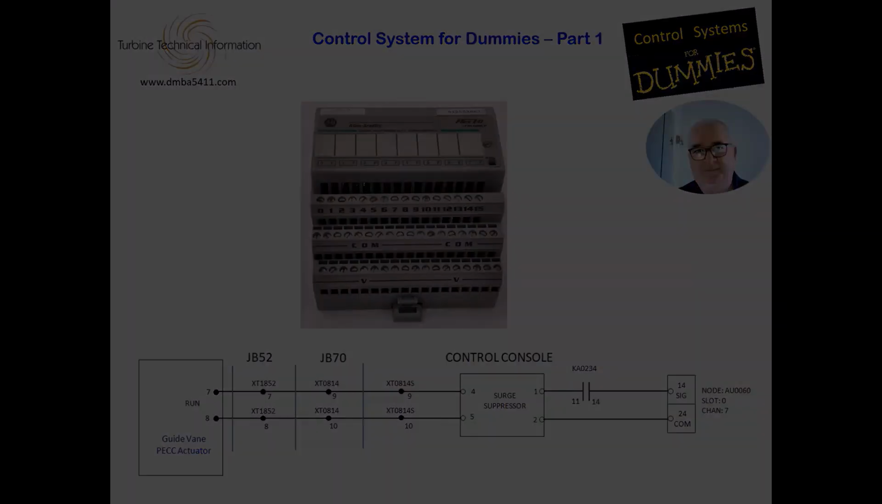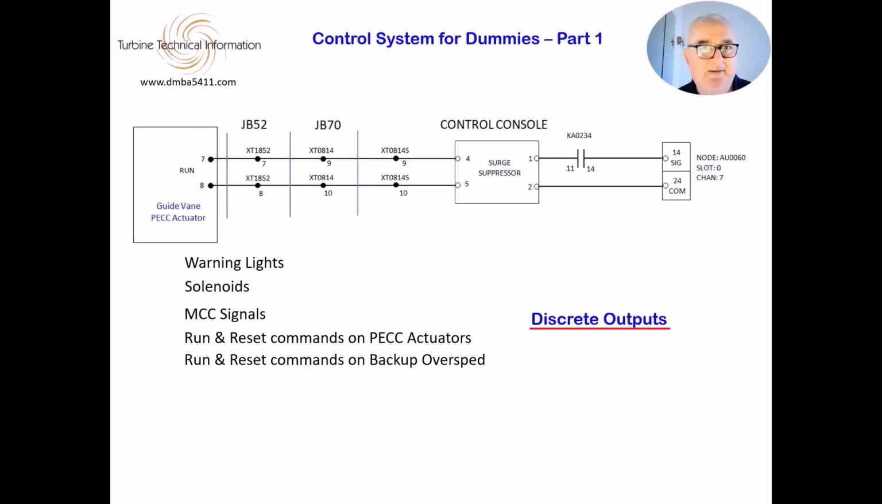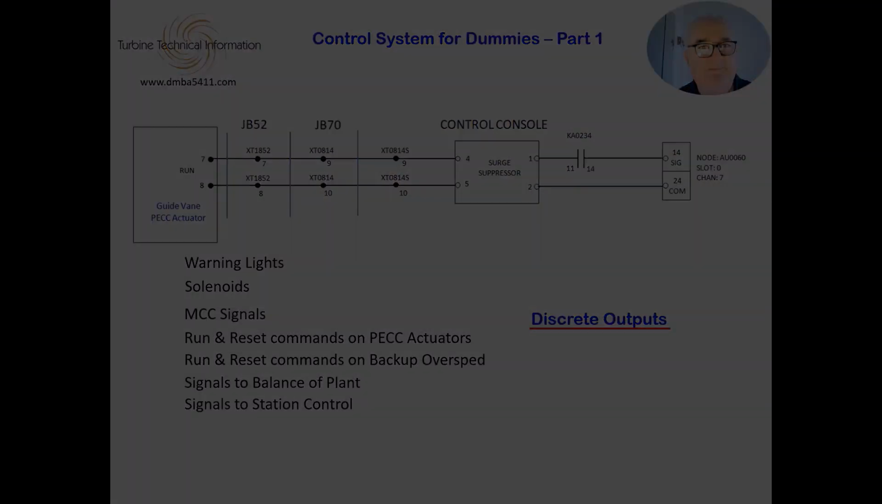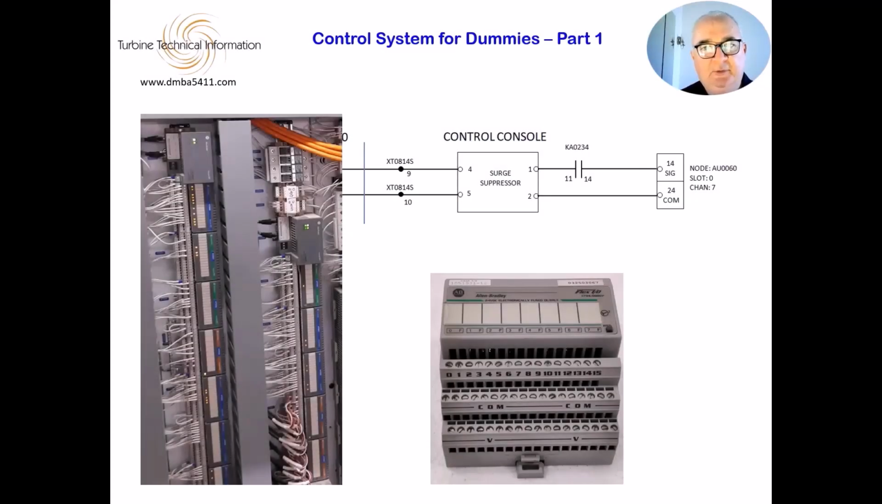when troubleshooting. Reset commands to items like the backup overspeed, signals to the balance of plant, signals to station control. This is a fair sample of what type of discrete output circuits to expect. Let's see what information we can get from the drawing.